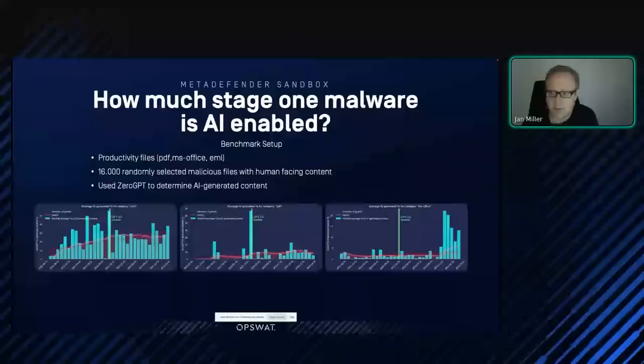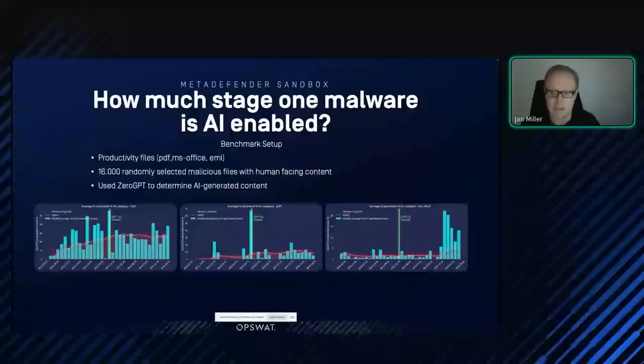So how much stage 1 malware is actually AI enabled? That's a question we asked ourselves. What is stage 1? So in today's world, attacks are typically multi-staged. That means on stage 1, you have typically a phishing email, a productivity file, like an Office document enabled with a malicious macro code. You might have a phishing PDF with JavaScript inside.